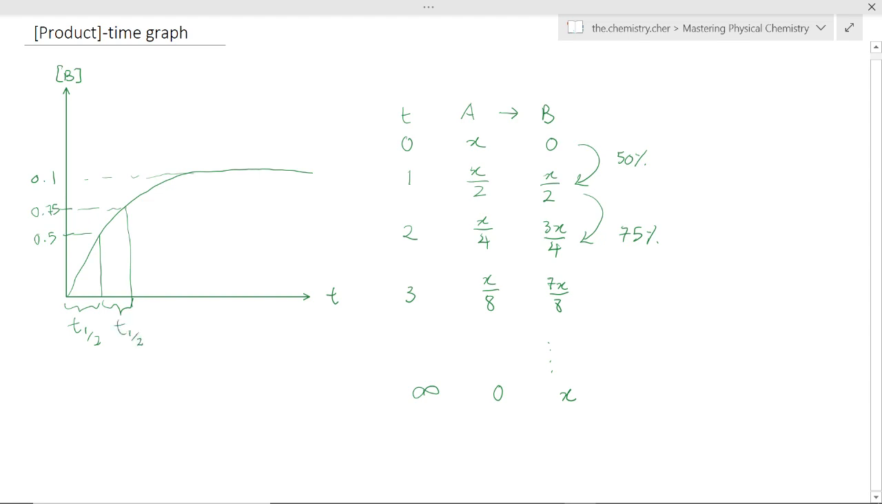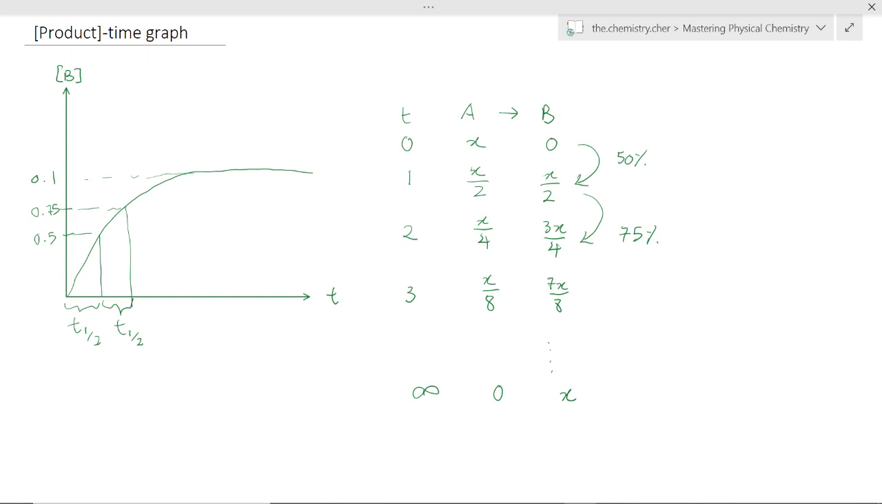Then this distance should also give me the same t half for it to be a first order reaction. So do take note that for product time graphs, you just need to know what is the final value, and remember the two magic numbers, 50% and 75%. You should be able to find the order of reaction with respect to the first reactant. You do have to combine all your concepts of pseudo-order reactions and things over here.